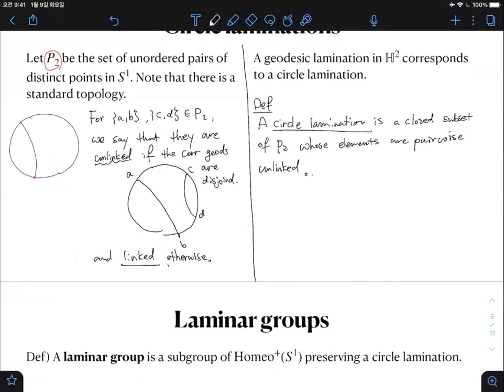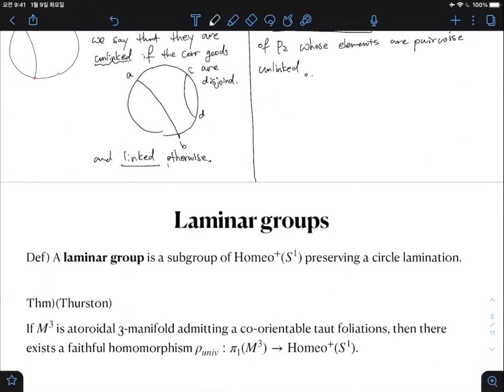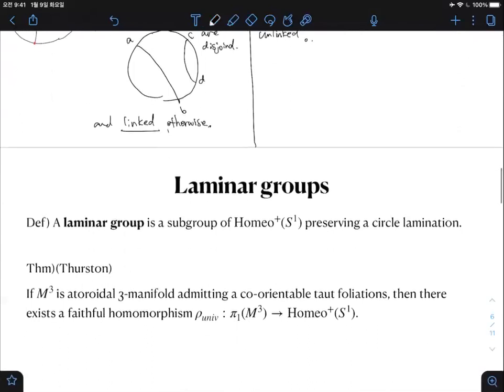The study of laminar groups is motivated by the work of Thurston. Thurston shows the following theorem. The theorem says if M is a atoroidal manifold admitting a co-orientable taut foliation, then there exists a circle action of the fundamental group. So pi1 M acts on the circle by homeomorphisms faithfully. And moreover, in the proof of this theorem, we may observe the following: this action also preserves a pair of circle laminations.